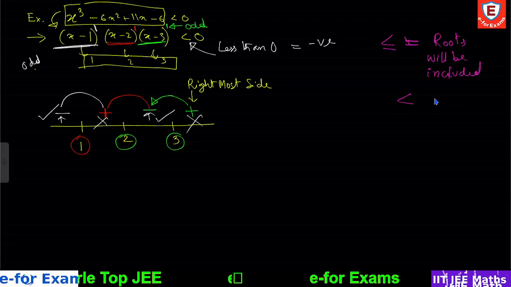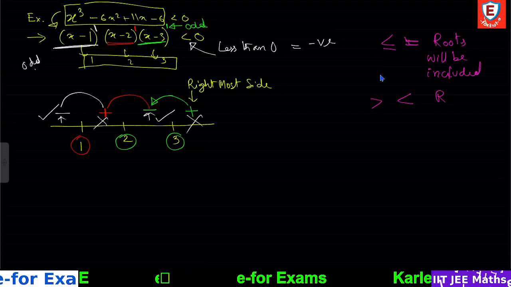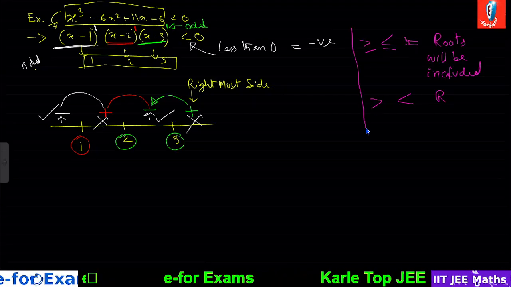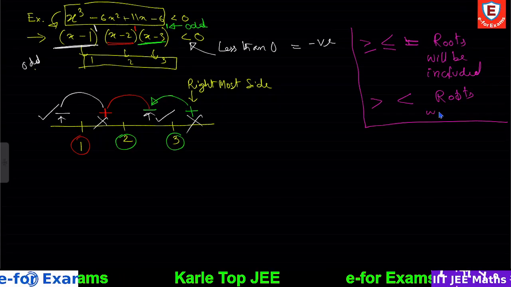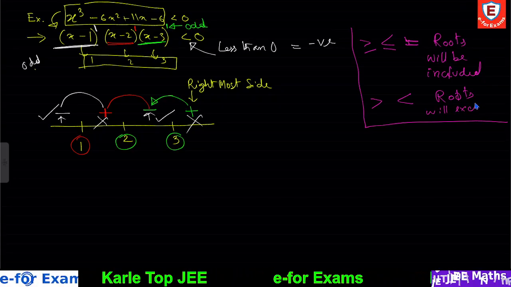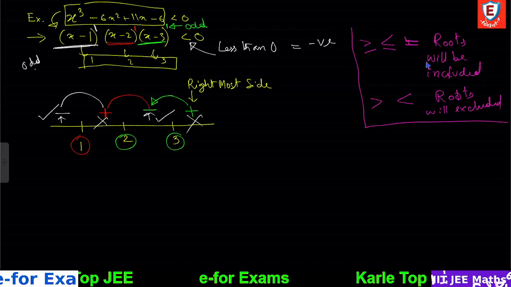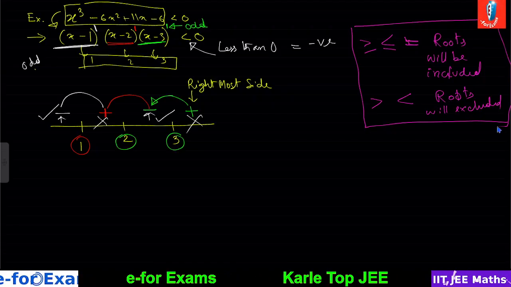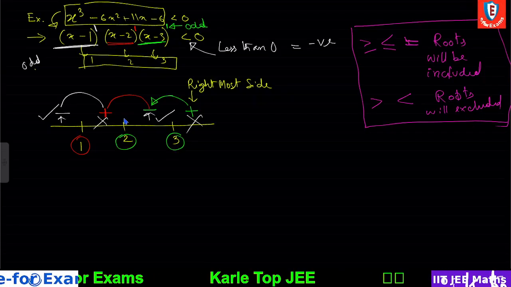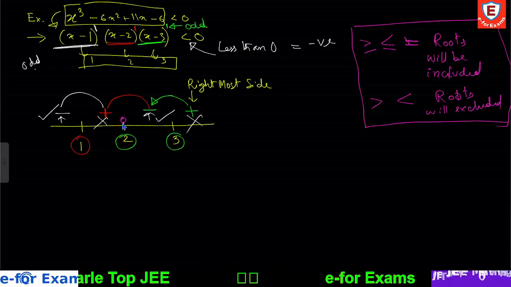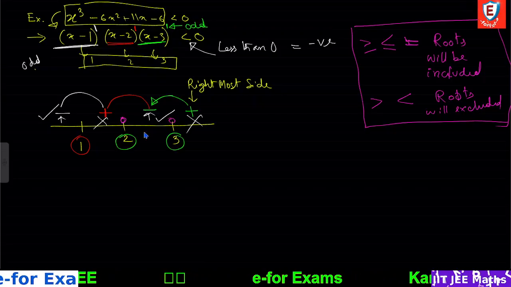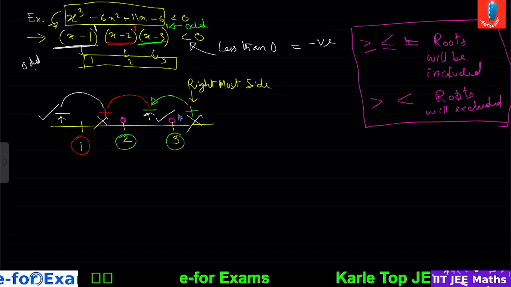If no equal to is there, then roots will be excluded. Roots will be excluded, right? So negative from here to here, negative exclusion. So I'm using hollow circle. 2 is not included, 3 is not included.